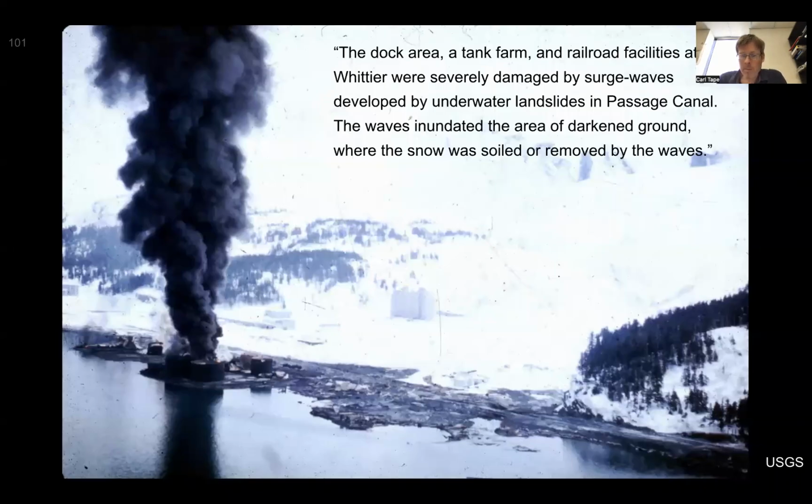This is almost a Hollywood scale image of the oil fire occurring nearby the shore. Again, where you don't see snow is where the tsunami went. The dock area, tank farm, and railroad facilities were severely damaged by surge waves developed by underwater landslides in Passage Canal. The waves inundated the area of darkened ground where the snow was soiled or removed by the waves.